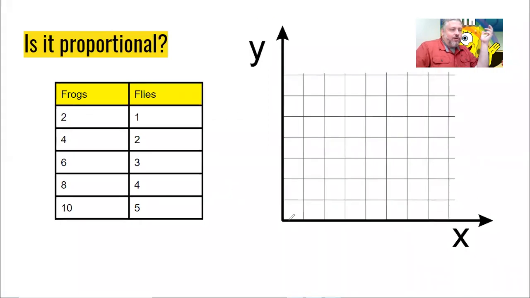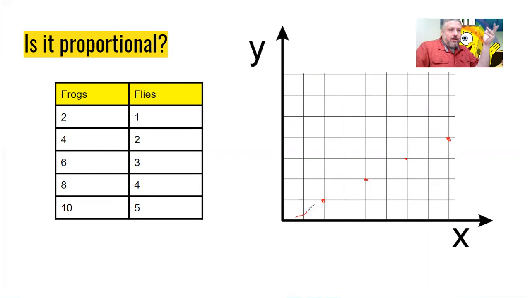So 2 comma 1. I go over 2, up 1, put a dot there. Okay, 4 comma 2, over 4, up 2, put a dot there. 6, 3, over 6, up 3, put a dot there. 8, 4, go over to 8 and up to 4. It looks like that's all that's going to fit on my screen. The other pair, 10, 5, isn't going to fit.